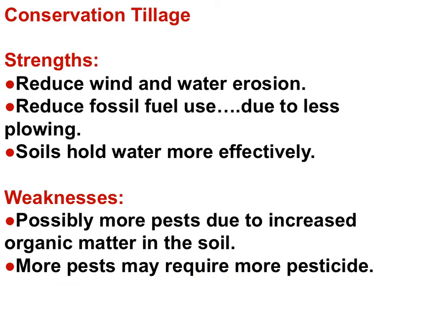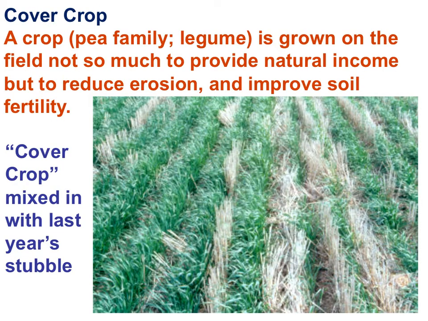Now keep in mind that subsistence farm systems have historically practiced conservation tillage techniques. However, more and more industrial farm systems are beginning to employ conservation tillage with success. The use of a cover crop is the third soil conservation technique of this movie.